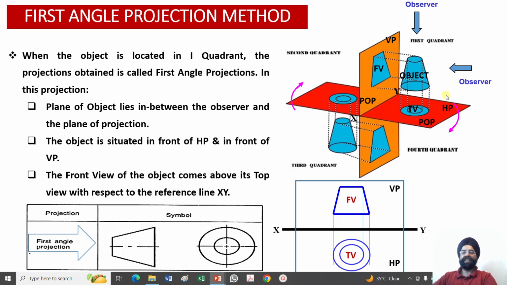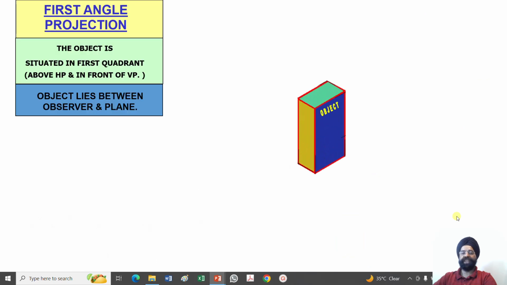And in first angle, the object lies above the HP and in front of the VP, and again my object lies in between the observer and my plane of projection, and my front view lies above the top view. Let us see the examples of the first angle projections.